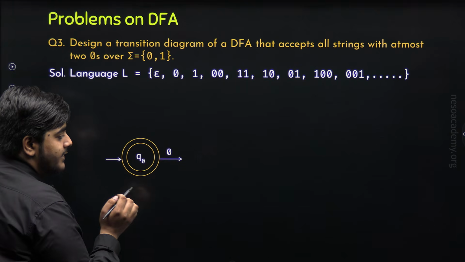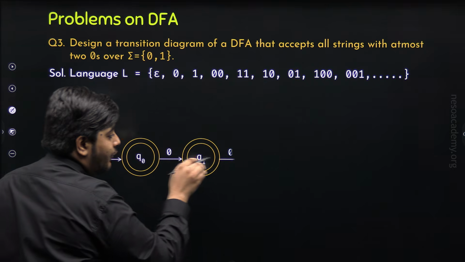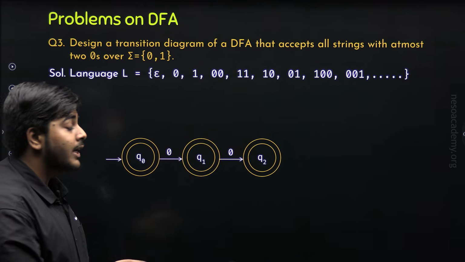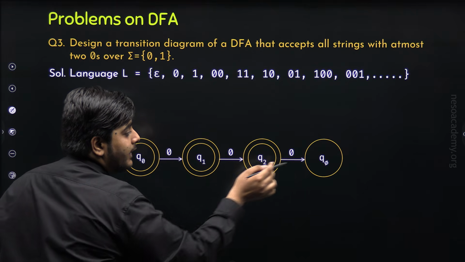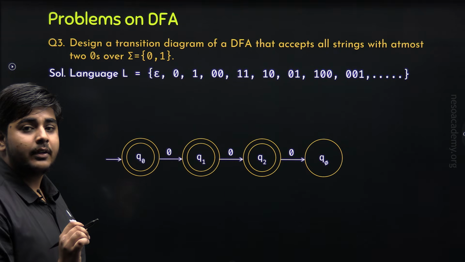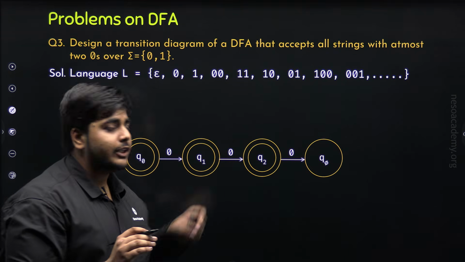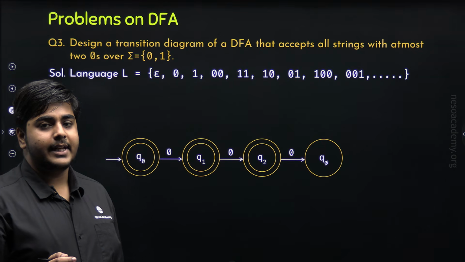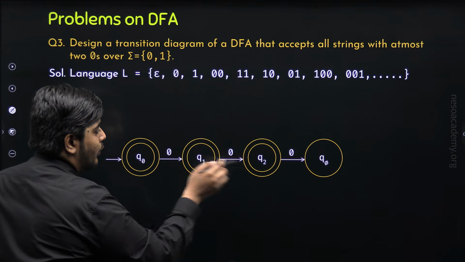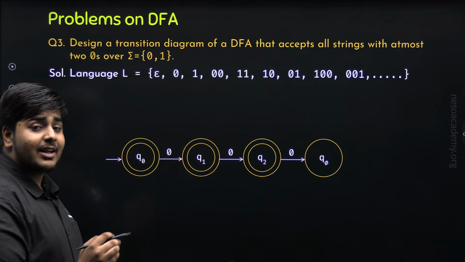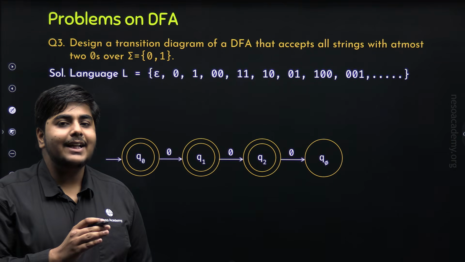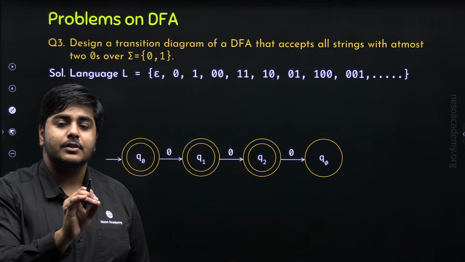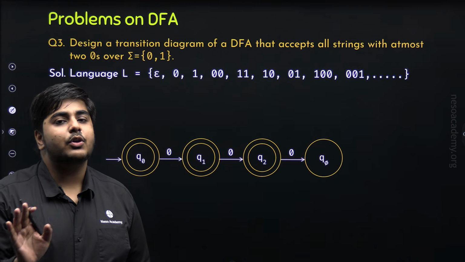And if I have only 1 0, that will also be accepted. If I have 2 zeros, that will also be accepted. But if I have greater than 2 zeros, that means if I get one more 0, then I will reach the dead state, that is Q5. So the strings having greater than 2 zeros will not be accepted. Now we will simply complete the transitions for all the states. So Q0, Q1 and Q2 have the transitions for 0, but they do not have a transition for input symbol 1. Now exactly like the previous questions, here also we have no restriction on the number of ones. So 1 can come anywhere, any number of times.